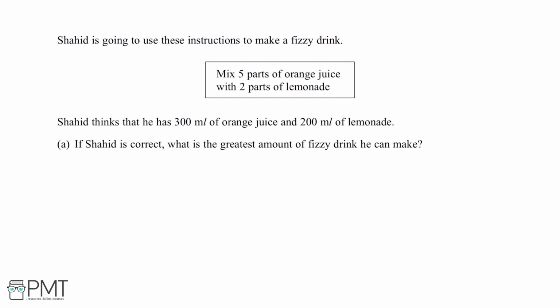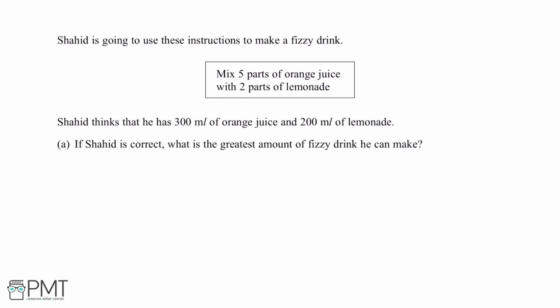Shahid is going to use these instructions to make a fizzy drink. Mix 5 parts of orange juice with 2 parts of lemonade. Shahid thinks he has 300 millilitres of orange juice and 200 millilitres of lemonade. If Shahid is correct, what is the greatest amount of fizzy drink he can make?